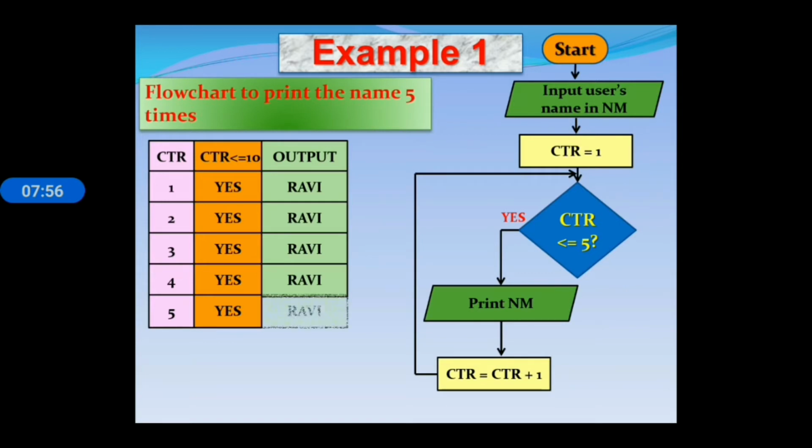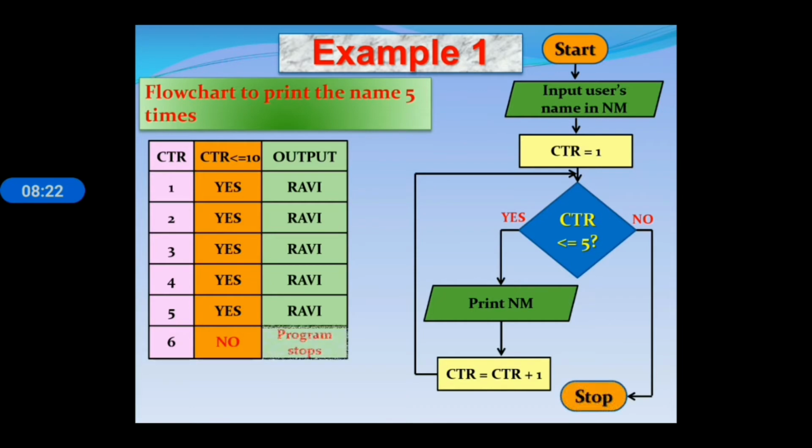Then it will print Ravi again. Then again increase by 1. Now the value of CTR becomes 6. Then return to the decision box and check whether the value of CTR is less than or equal to 5 or not. Now the value is 6, so it's no. Then it will go to stop. Here the program stops. So this is how the flowchart will work.